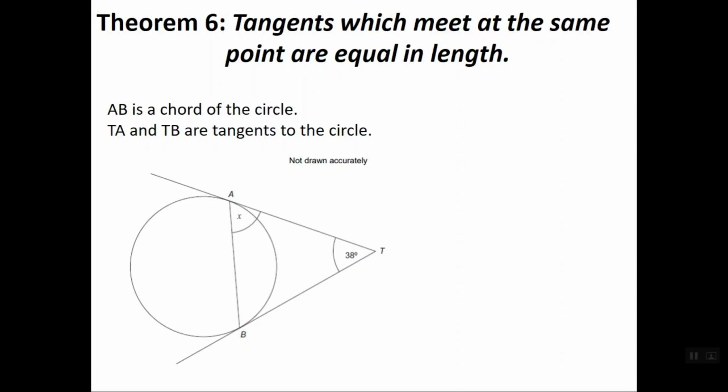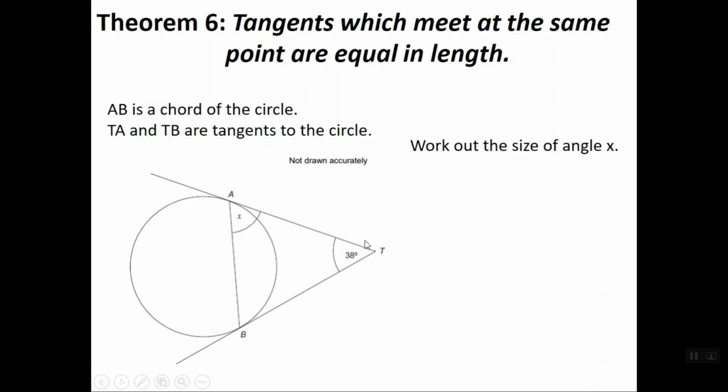ABC is a chord of the circle. TA and TB are tangents to the circle, which means that they are equal in length. Work out the size of angle X. Look carefully at what I'm trying to find, guys. I'm trying to find angle X.